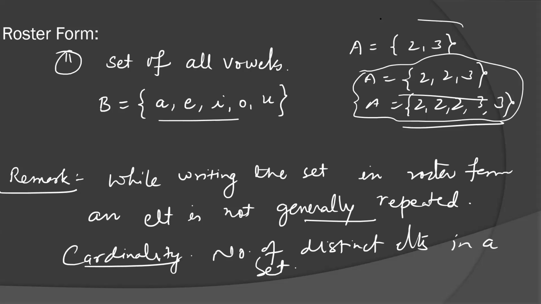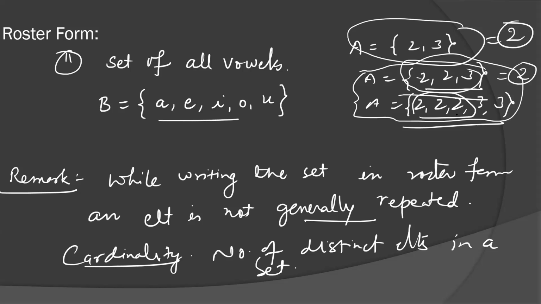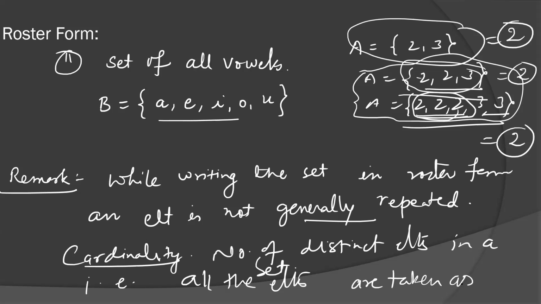So what is the cardinality of set A here? 2. In this case, there are only 2 distinct elements, 2 and 3. So cardinality is 2. This is not distinct. These are repeated. So 2 will be counted as one time and 3 will be also counted as one time. So cardinality will be 2 only. So that's why we do not generally repeat the elements in the roster form. Or you can write right here, all the elements are taken as distinct.